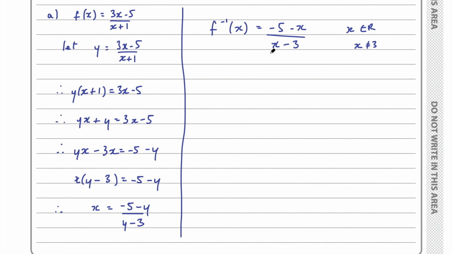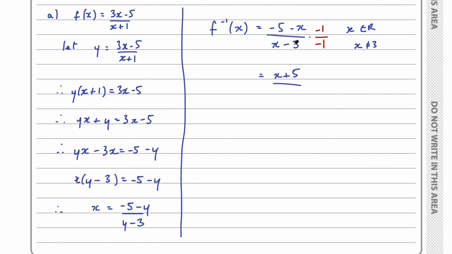Now you could also get a different answer. If you did this algebra slightly differently, you might get (5 plus x) over (3 take x), which is just multiplying this expression by negative 1 over negative 1. So let me show you what I mean. If I multiplied this by negative 1 over negative 1, I would get, well, all of these signs change to positive, so this would be x plus 5.